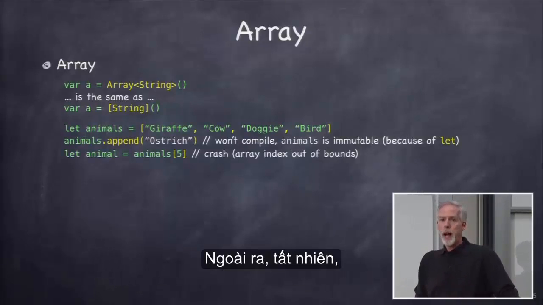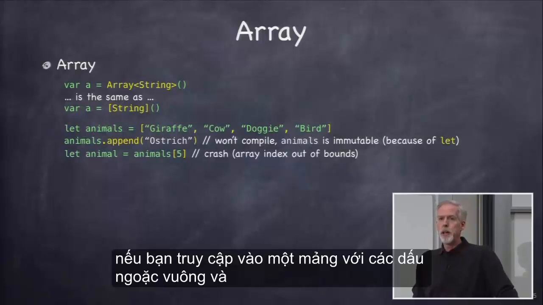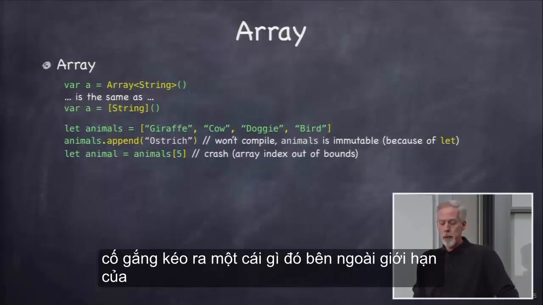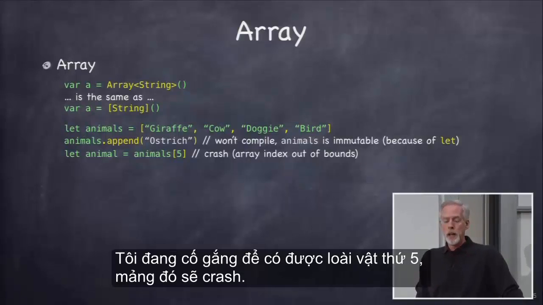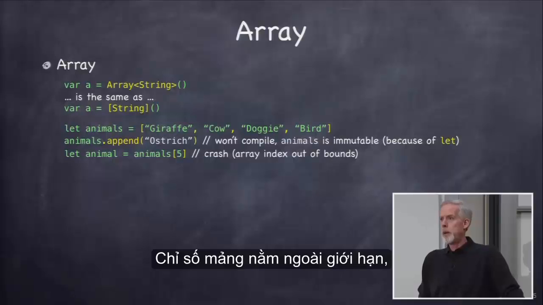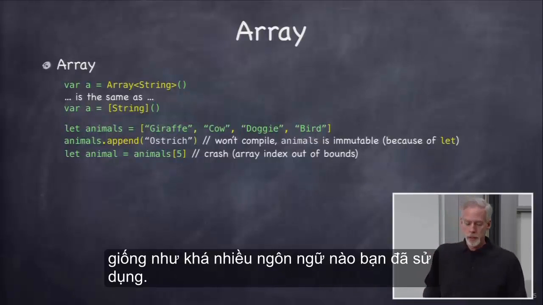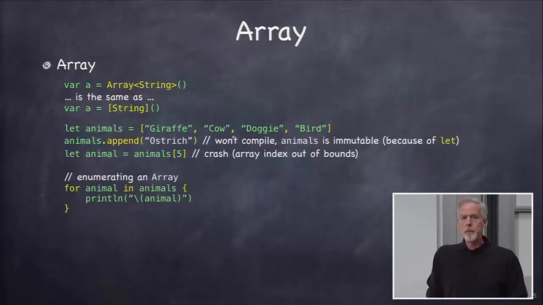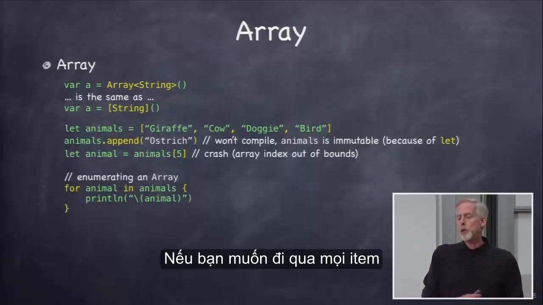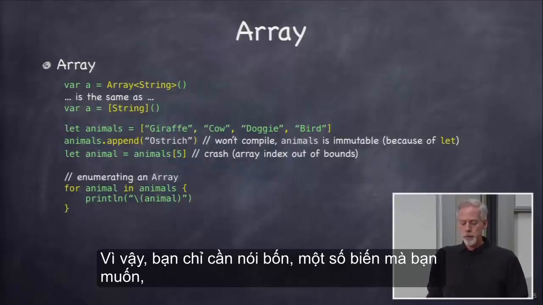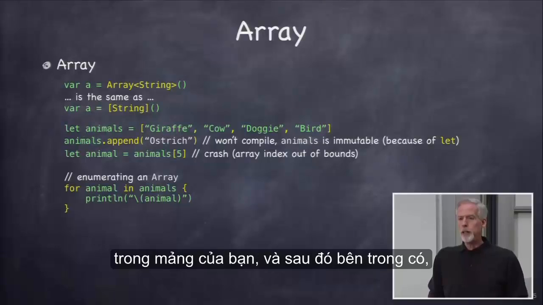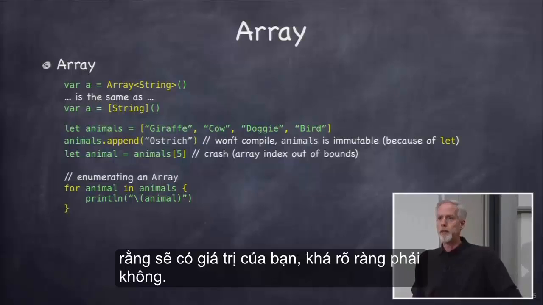Also, of course, if you access an array with the square brackets and try to pull out something that's outside the bounds of the array, this array only has 4 animals in it and I'm trying to get animal 5, that's going to crash. Array index out of bounds, just like pretty much any language you've used. How to enumerate an array. If you wanted to go through every single item in an array and look at it, you can use for in. So you just say for some variable you want in your array, and then inside there, that'll be your value. Okay, pretty obvious.